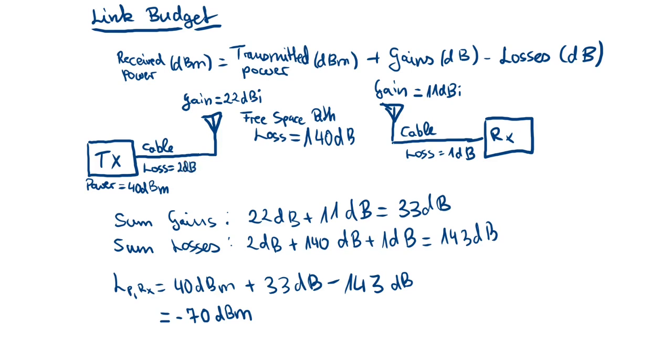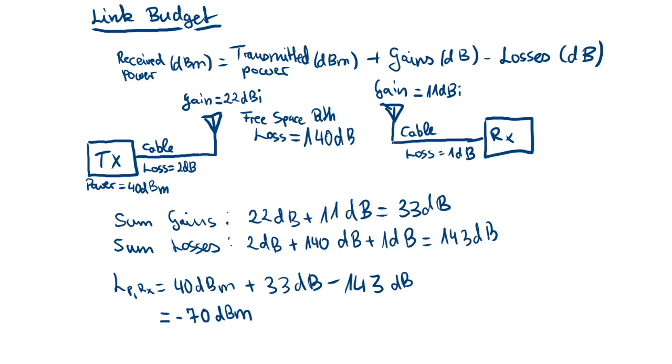On the receiver side, we have an antenna with less gain. It just has 11 dBi, and the cable is shorter, so it has only 1 dB loss. And here we can assume a free space path loss model, and the path loss here is 140 dB. Yeah, it's very high compared to the losses in the cables, but the cable losses cannot be neglected here.